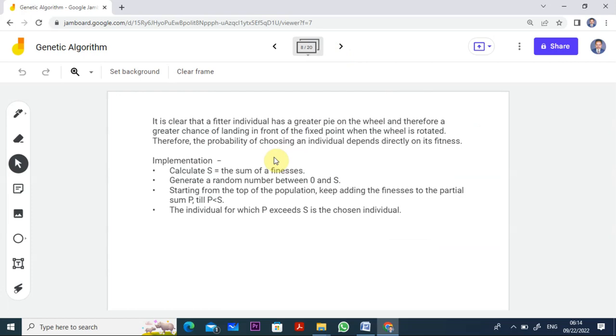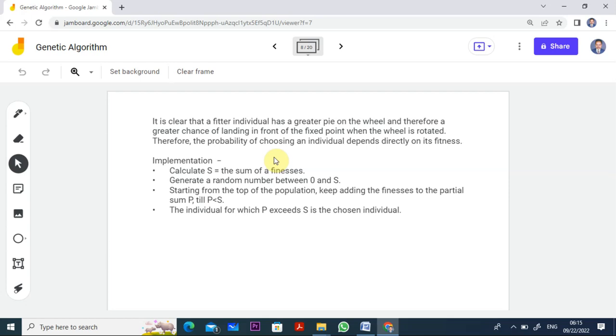Now, how is the implementation done? Calculate S, that is the sum of the fitness. The fitness 8.2 I gave, then generate a random number between 0 and S. Suppose S is something like 18. We select a random number and start from the top of the population, keep adding the fitness to the partial sum P. So this P should be less than S. S is the sum of the fitness function.